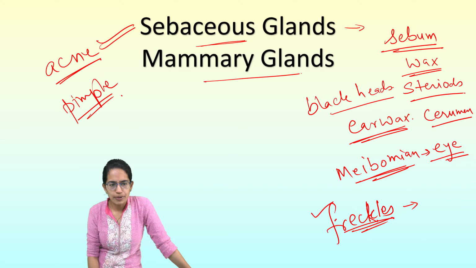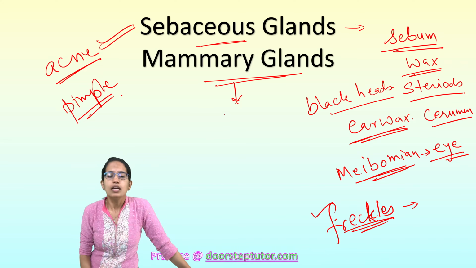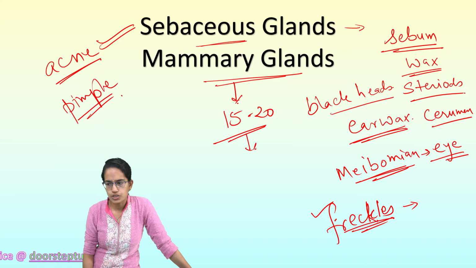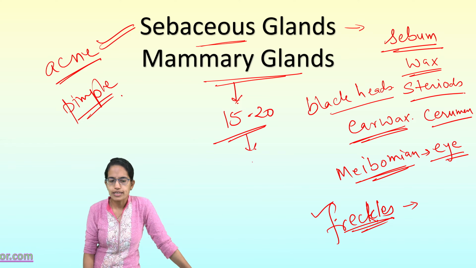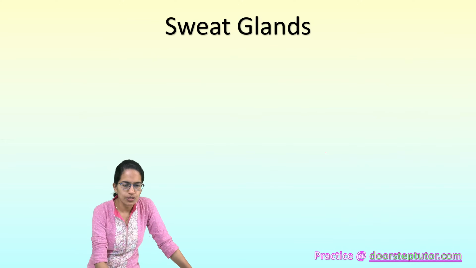The next is mammary glands. Mammary glands are again nothing but modified sweat glands. They are rudimentary in males and functional in females. There are around 15 to 20 lobes of glandular tissue that connect together to form the milk duct, and this becomes functional after the birth of the child.